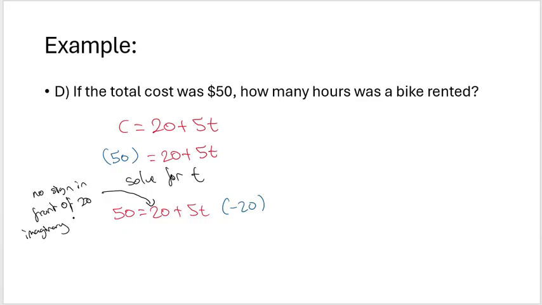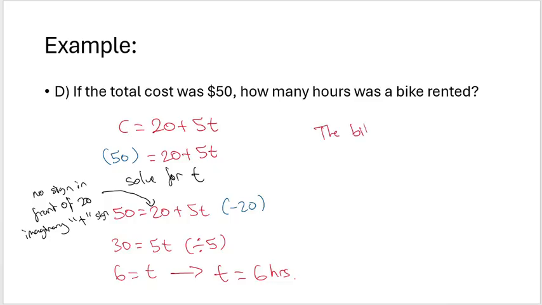There's an imaginary plus sign. Since that's a plus sign right there, and we're applying inverse operations, that's why we're subtracting 20 from both sides. So this will make it 30 equals 5t, and then you finally divide both sides by 5. You end up with 6 equals t, or another way of writing that is t equals 6 hours. That means the bike was rented for 6 hours.